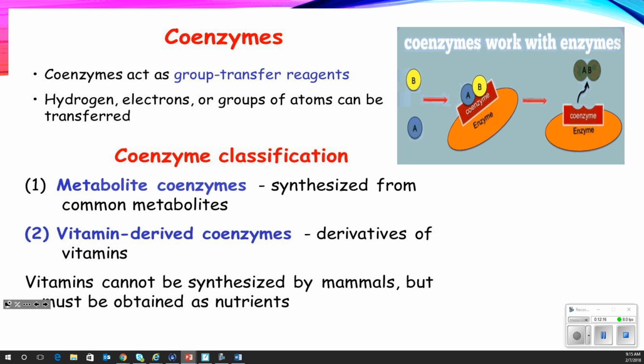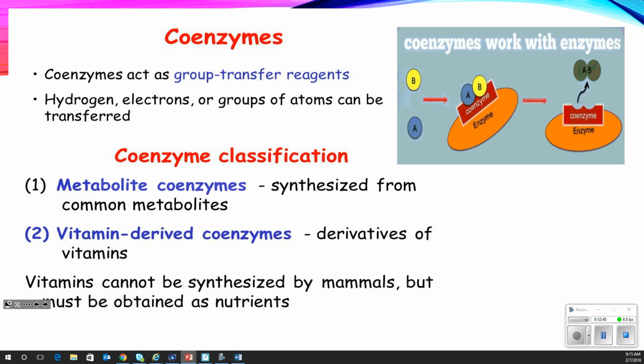Okay. So then we go on to talking about coenzymes. Coenzymes act as group transfer agents. If you look at the picture there, you can sort of see the coenzyme gets together with the enzyme and then makes the product. So there are two different kinds. We've basically been talking about metabolite coenzymes for the rest of the chapter. They're synthesized from common metabolites.